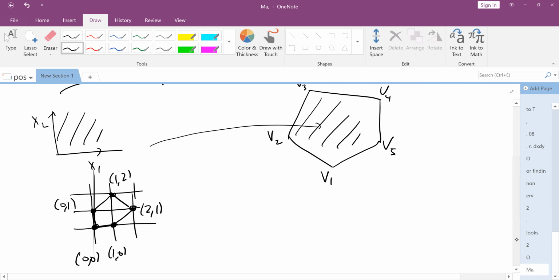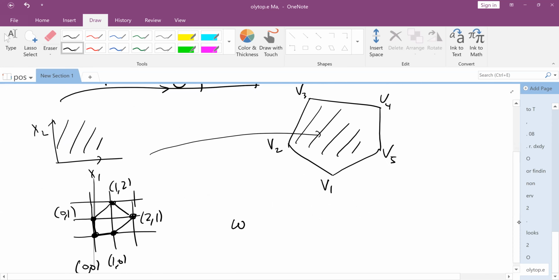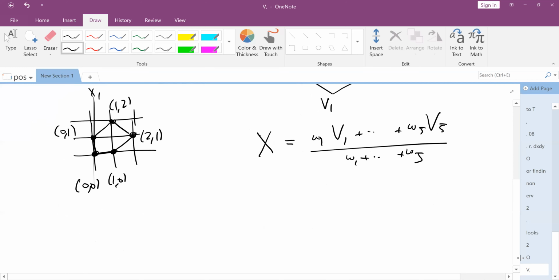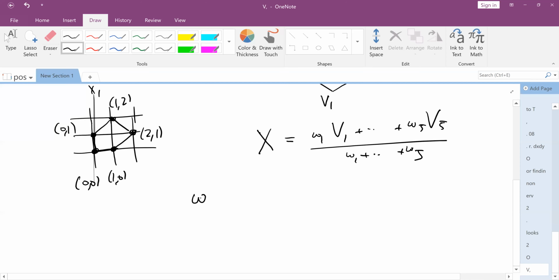Then the claim is that there's a lovely formula for the weight here that we're talking about for any vertex. Let me remind you that we're trying to write x equal to some weight 1 v1 plus, in this case, weight 5 v5, divided by weight 1 plus up to weight 5. And the formula is just that the weight for vertex 1 is x1 to the power of 0, x2 to the power of 0. The powers are just given by the integer coordinates.